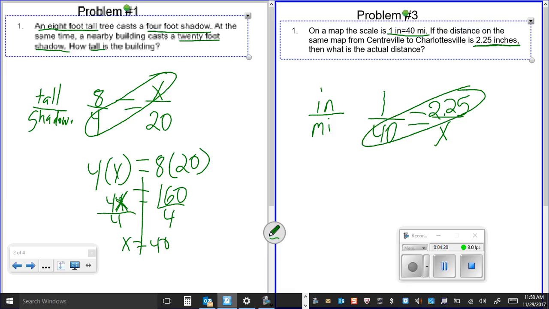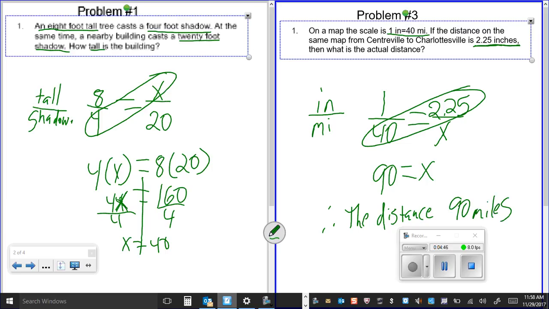I do my cross multiplication, and 40 times 2.25 is equal to 90. And 1 times x is simply x, so 90 equals x. If we had to write a therefore statement, it would be: therefore, the distance is 90 miles. All right, we'll go on to the next one.